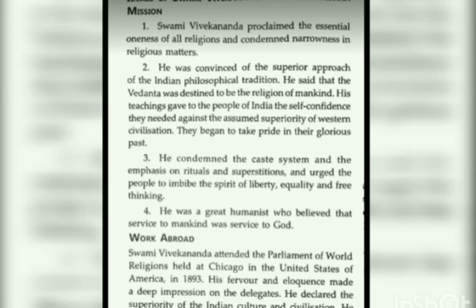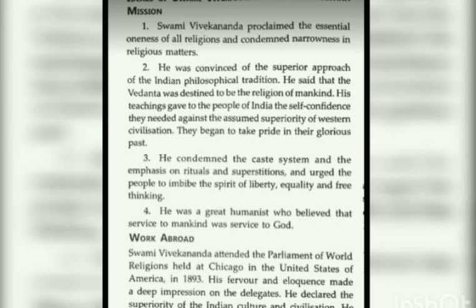Ideals of Swami Vivekananda and the Ramakrishna Mission. He proclaimed the essential oneness of all religions and condemned narrowness in religious matters. His teachings gave the people of India the self-confidence which they needed against the assumed superiority of Western civilization. He condemned the caste system, rituals, and superstitions, and urged the people to imbibe the spirit of liberty, equality, and free thinking. He was a great humanist who believed that service to mankind was service to God.